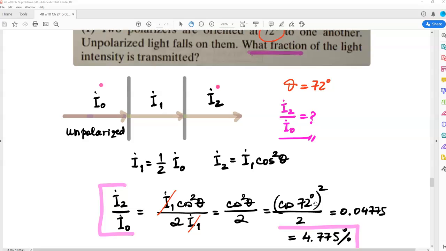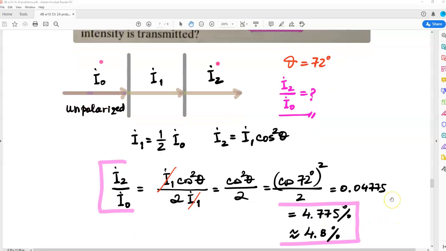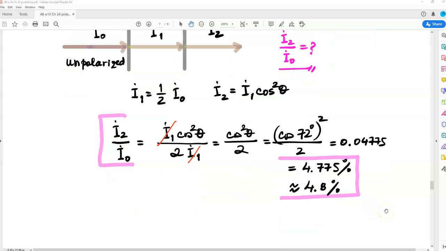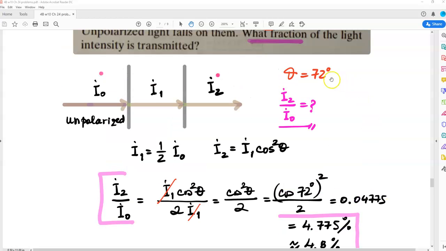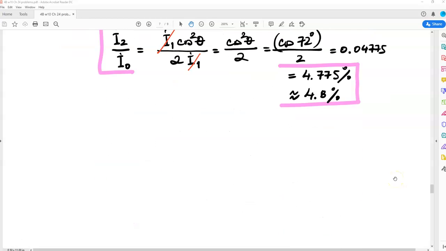Plug in your theta, which was 72 degrees, square the cosine, don't forget to do that, divide by 2, and you get this number. That means only about 4.8% of the light reaches the end. This would be a good pair of sunglasses, or UV sunglasses, assuming they have UV protection on them. It's a good example of two polarizers working together to block light. Typically, the higher the angle, the more blockage you have, or the less intensity you transmit through.